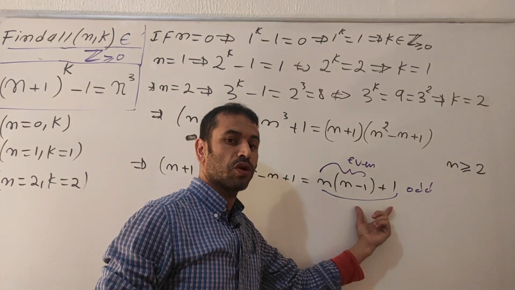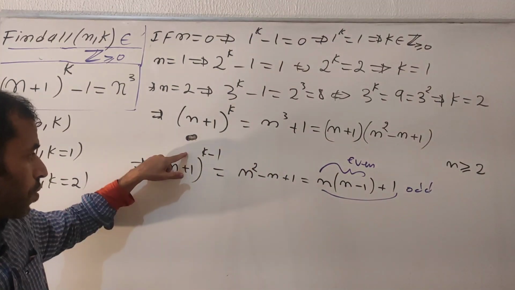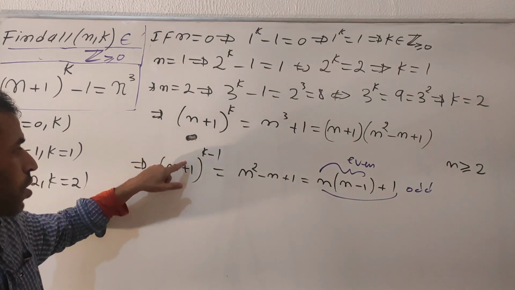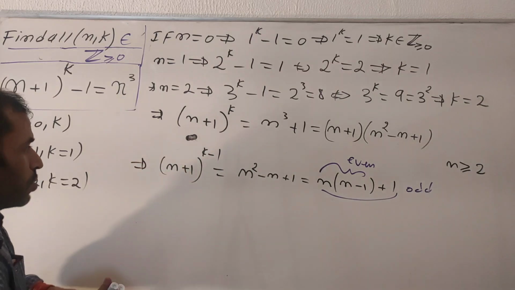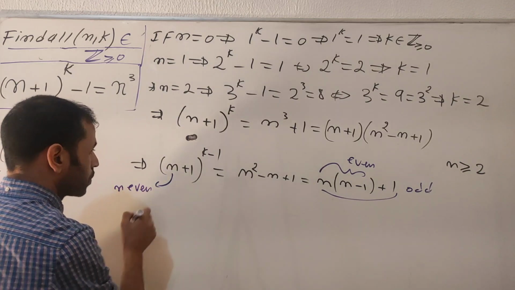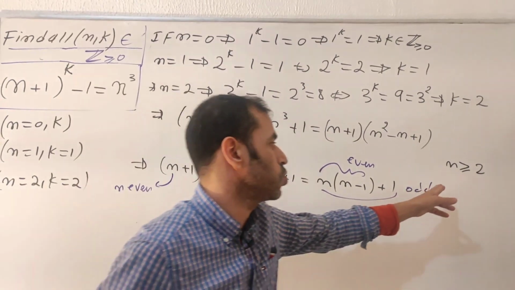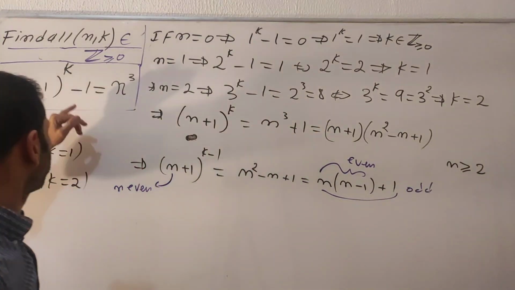Since the right hand side of this equation is odd, the left hand side must be odd as well. Since the two terms are separated by 1, n must be even. So n is even. Now we have determined the parity of n for all n greater than or equal to 2. Now let's check the parity of k.